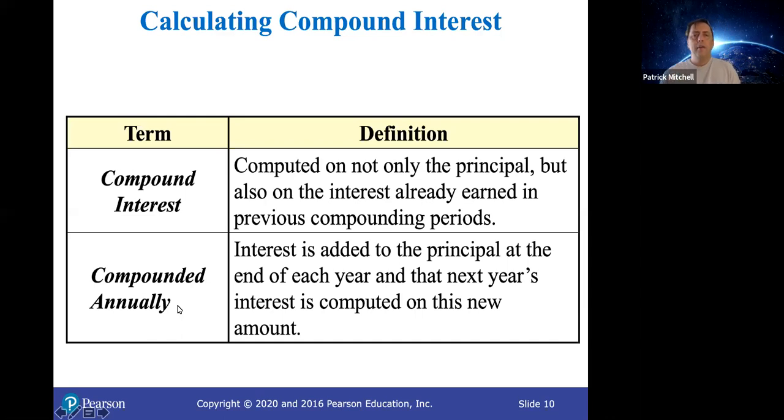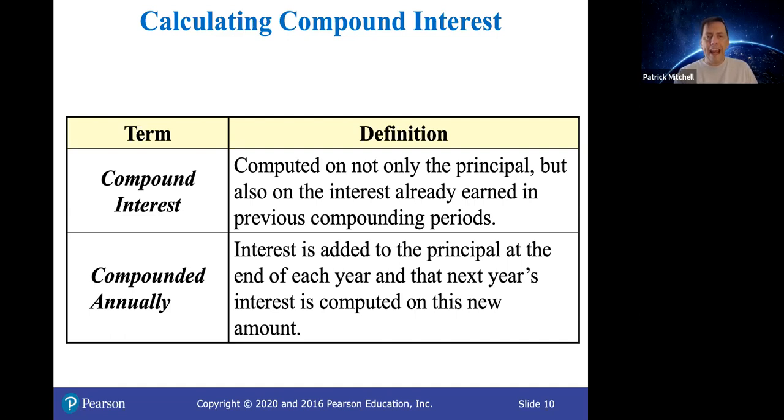So different loans or accounts, savings accounts, investments, compound their interest at different frequencies. So one example would be annually. The interest is compounded once per year. There's also such a thing as compounded monthly. That's probably the most common kind for credit cards, savings accounts.